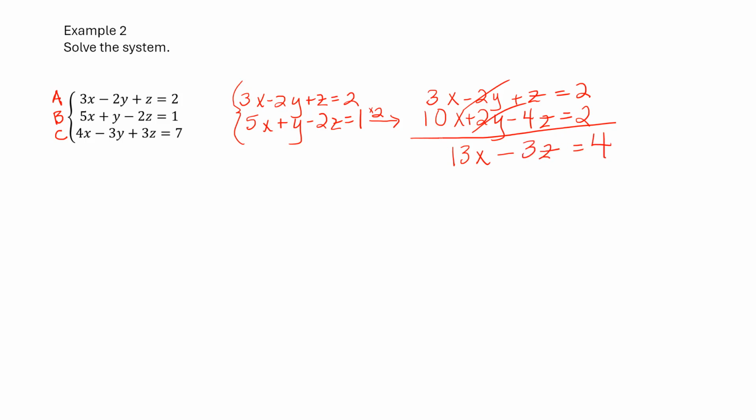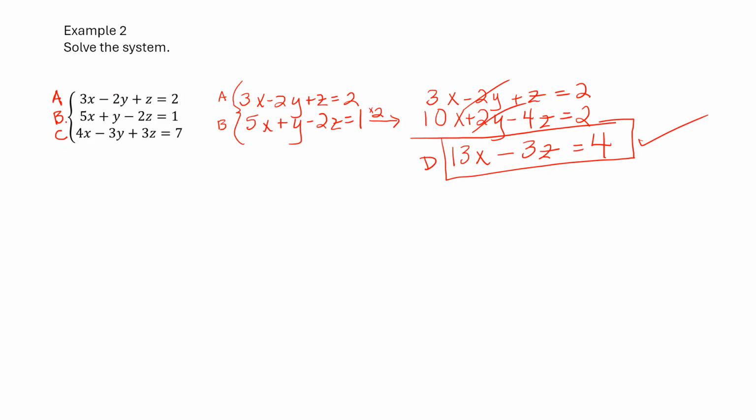All right, so now I have this new equation that I've created that has just x's and z's in it. I want to get another equation that has just x's and z's in it, and that way I'll have two equations and two unknowns. So I'm going to go back to the original equations, and this time I'm going to use B and C. Before, I used A and B, and that got me this new equation, which I could call D. And now I want to go back and use B and C to try to get another equation with just x and z in it.